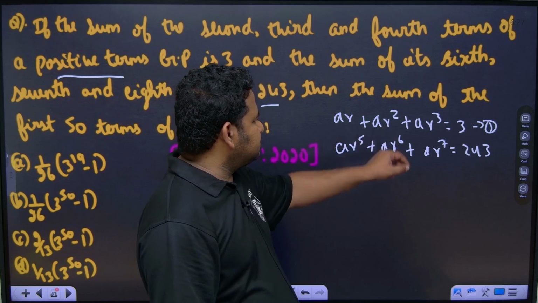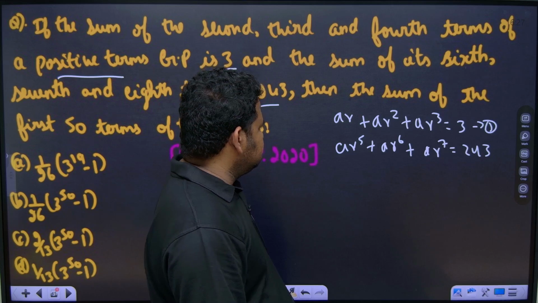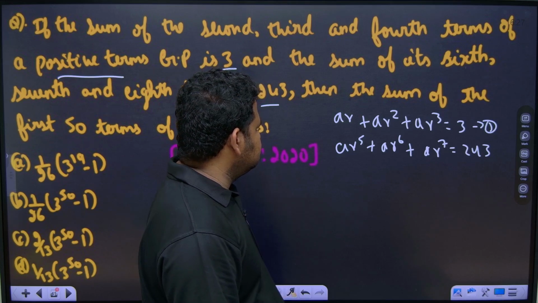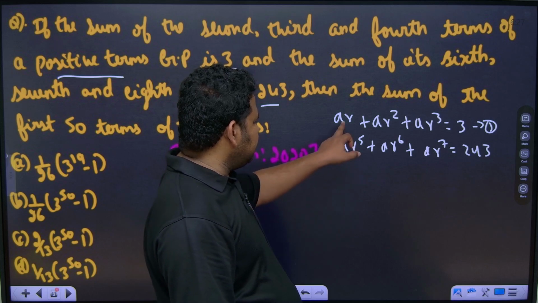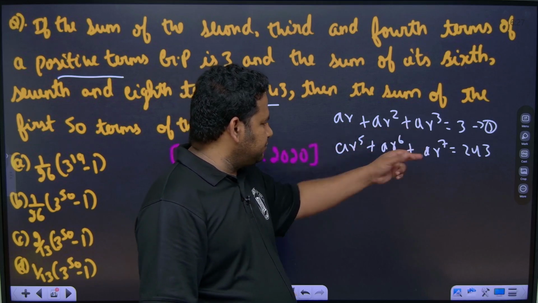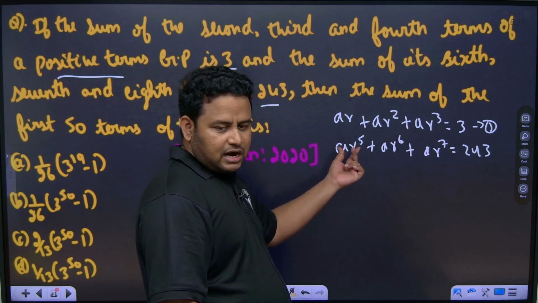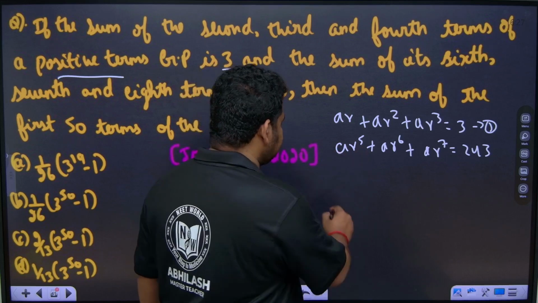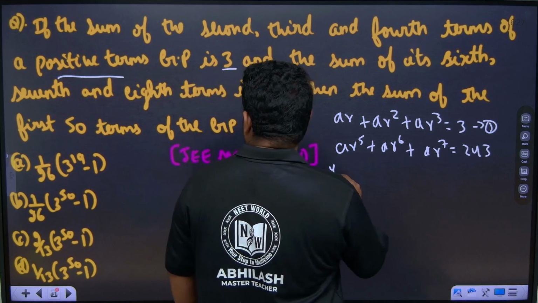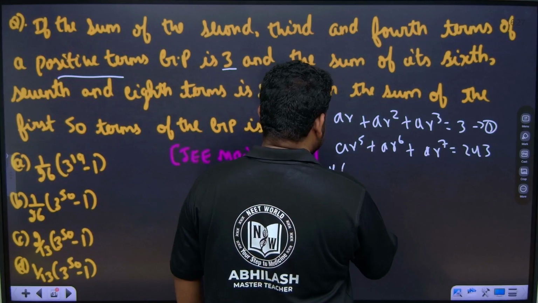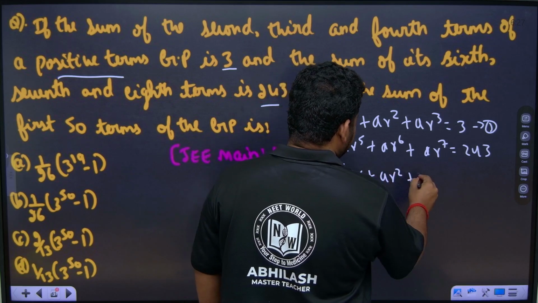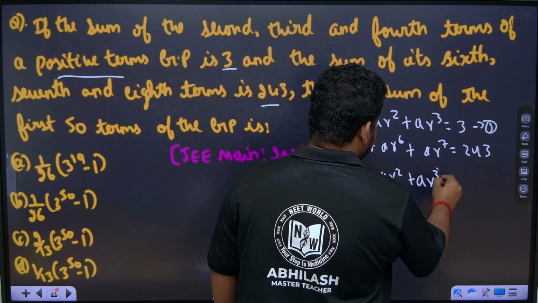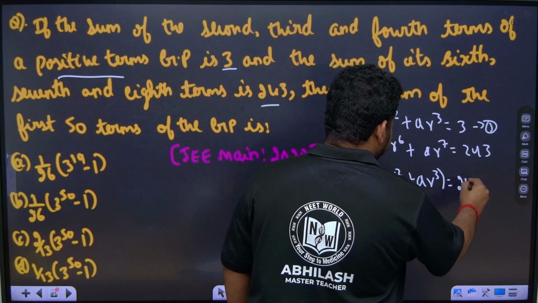If I take A common, it doesn't make any sense for us. So I will see that I will get something like AR square, AR cube here also. So I will take R power 4 common. If I take R power 4 common, I will get AR plus AR square plus AR cube is equal to 243.